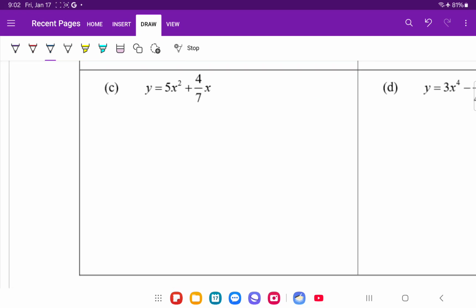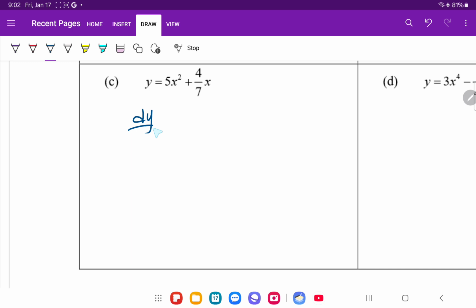Okay, there are two terms. I can do the differentiation easily. dy dx equals 10x. How do I get 10x? 2 comes down, so 2 times 5 is 10. And then 2 subtract 1 is 1. There is an invisible 1 here, which we do not write.